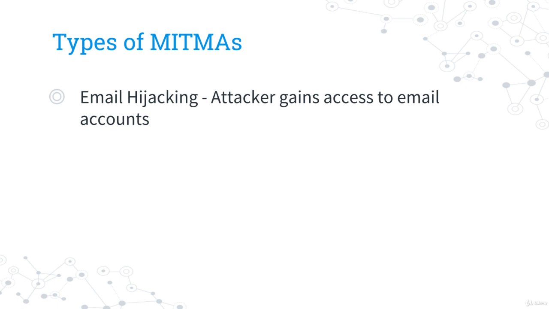The very first one is the email hijacking, where an attacker is able to gain access to email accounts. So imagine a hacker being able to log into someone's email. They can read all the emails being sent to that particular individual, and then they can even decide to send emails to other people using the victim's email address. So that is email hijacking.